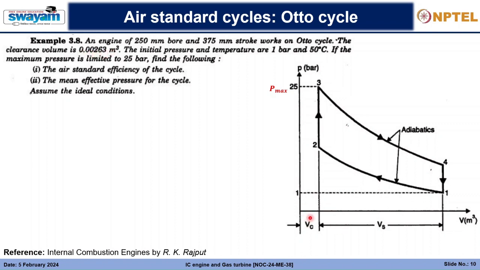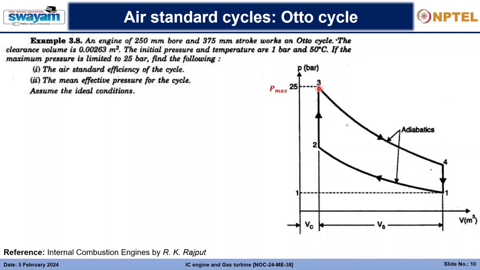So we know the VC. So we will eventually get to know the VS. Then the initial pressure and temperature are 1 bar and 50 degrees Celsius. So here at this point, the pressure is 1 bar and 50 degrees Celsius. Here the maximum pressure is limited to 25 bar. So the P max here at point 3 is limited to 25 bar.